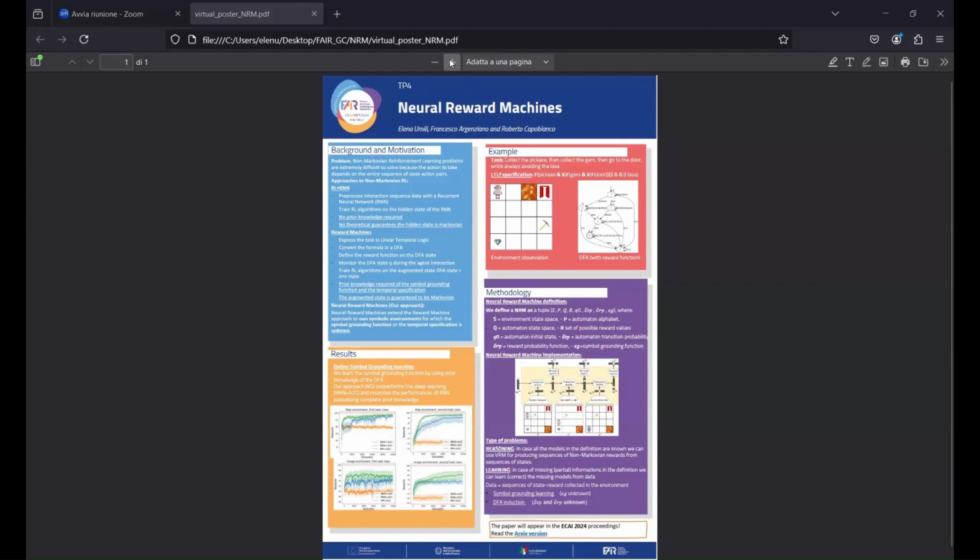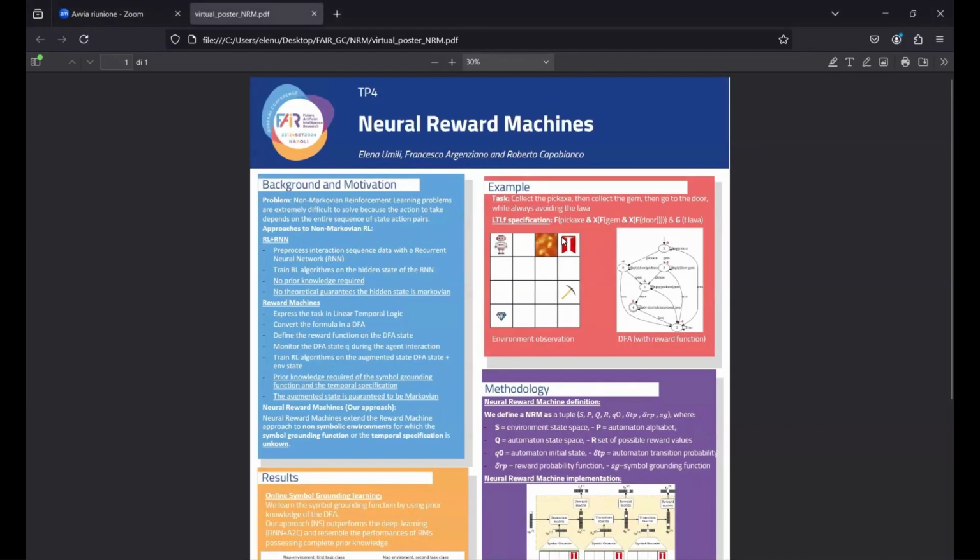An example of this is shown in the red box. Here we have, for example, an agent inside a grid world, and the task is the following. It has to collect the pickaxe, then collect the gem, then go to the door, while always avoiding the lava. This task can be formulated in linear temporal logic over finite traces, with the following formula. Here, F, X, and G are temporal operators, while pickaxe, gem, door, and lava are propositional symbols. And this formula can be translated into this equivalent automaton.